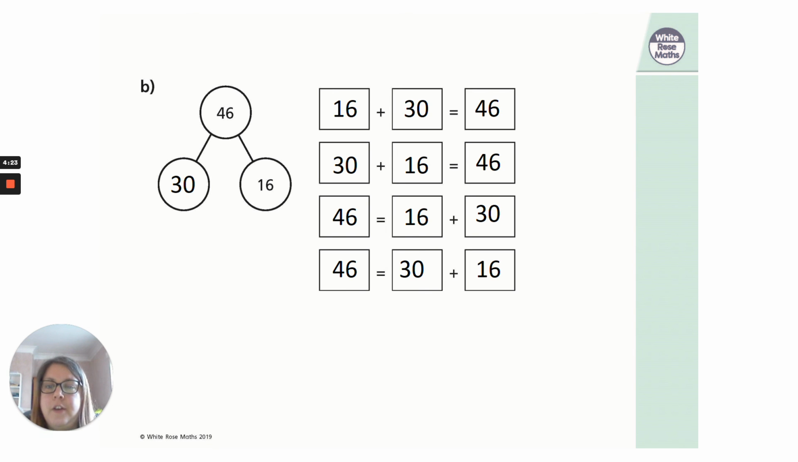So there are the answers. So 46 is made up of 30 and 16. So we've got 16 add 30 equals 46. 30 add 16 equals 46. 46 equals 16 add 30, and 46 equals 30 add 16.